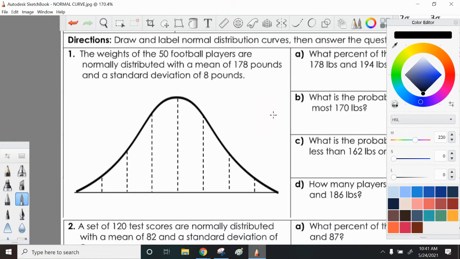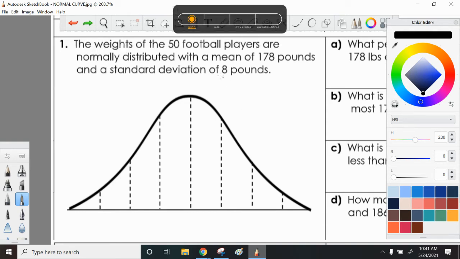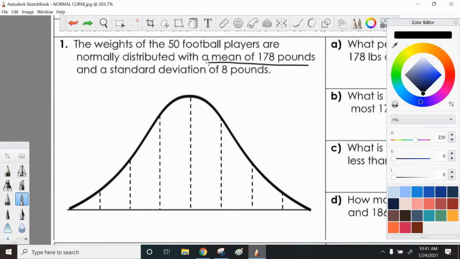So number one, the weights of 50 football players are normally distributed. All that this means is that we've got 50 kids and that it's going to make this shape. Basically, this stuff isn't really that important right now. What is important is that the average is 178 and that the standard deviation is 8 pounds.